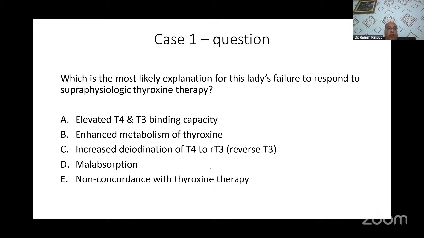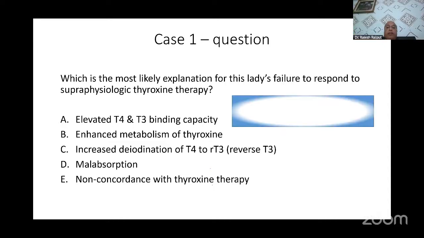So there are 5 choices here. As you can read: elevated T4, T3 binding capacity, enhanced metabolism, increased conversion of T4 to T3, malabsorption, and non-concordance or non-compliance with thyroxine therapy. Anyone would like to comment? You can put your comments in the chat box also.